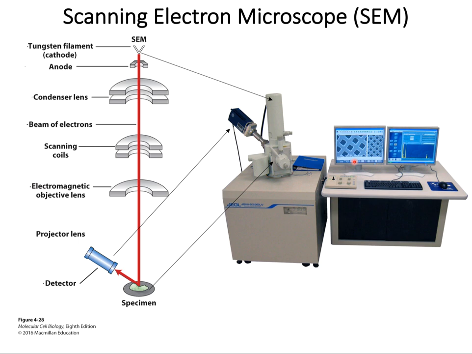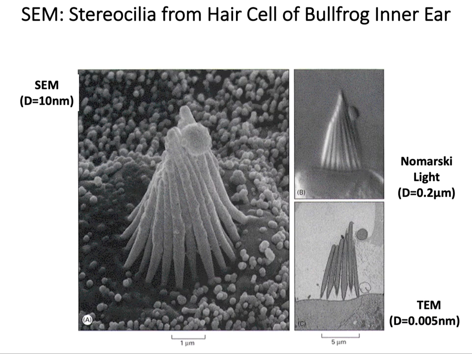Here is a comparison of scanning EM with a transmission EM and a Nomarski interference microscopy, which uses polarized light to give a pseudo-relief image of what you are looking at. So these are cilia projections from hair cells in the inner ear of a frog. The upper right image is the Nomarski or DIC. You get some idea of the three-dimensional structure of this projection from the hair cells. Remember, the resolution is approximately 0.2 microns.